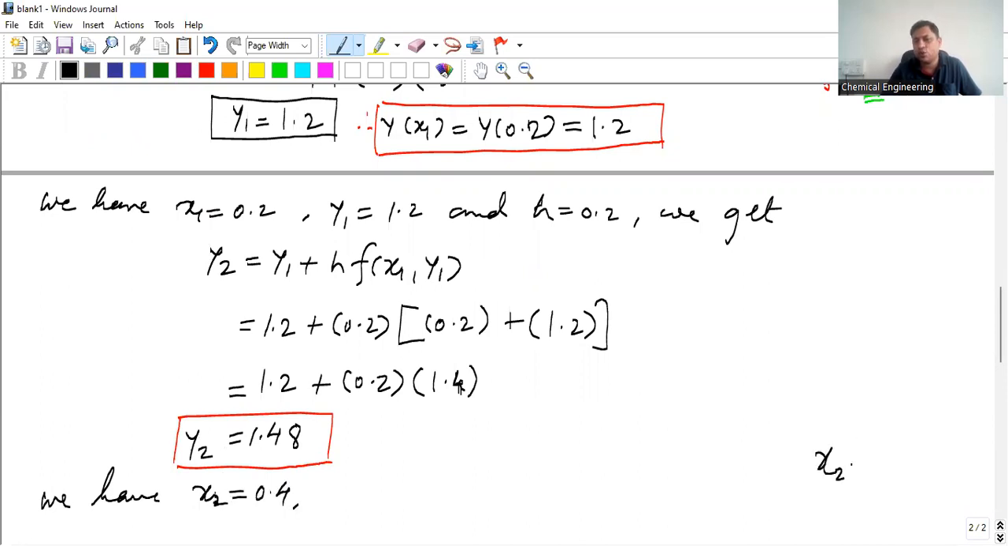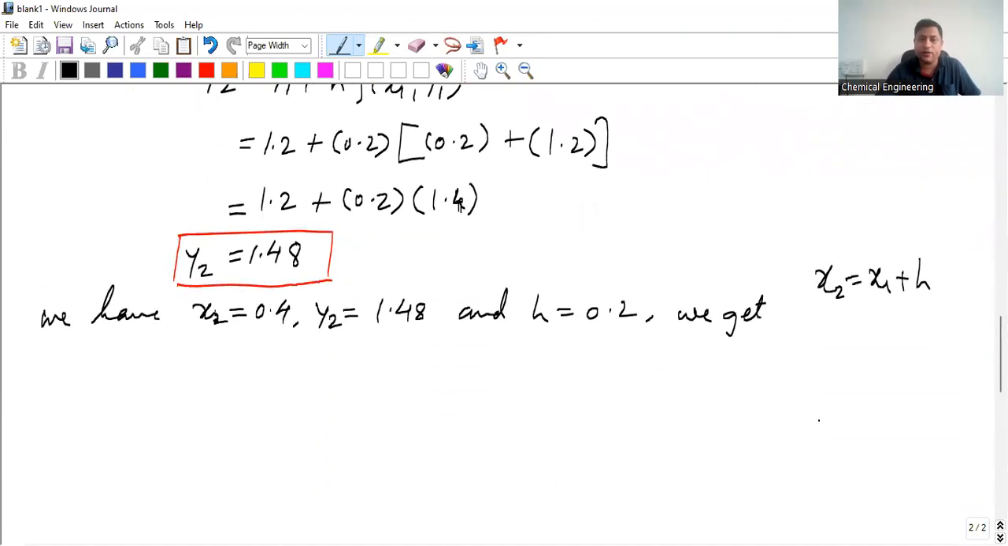How are we getting x2? x2 is going to be x1 plus h. Okay, so x2 is going to be 0.4, y2 is going to be 1.48, and we know that h is going to be 0.2 again. So we get, again, what we are able to get here.